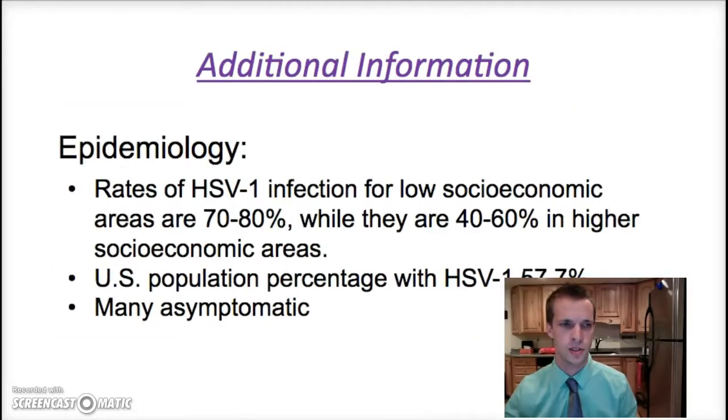Additional information, epidemiology: rates of HSV-1 infection for low socioeconomic areas are 70 to 80%, while they are 40 to 60% in higher socioeconomic areas. 57.7% of the population of the United States is infected with HSV-1, although the majority of them are asymptomatic.